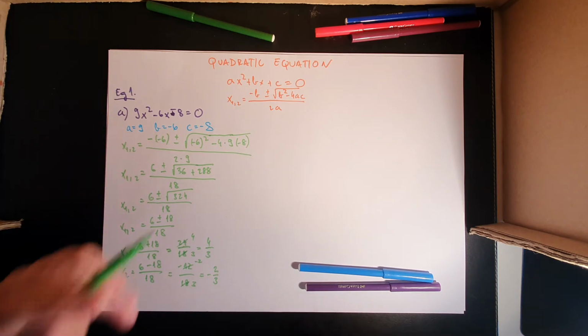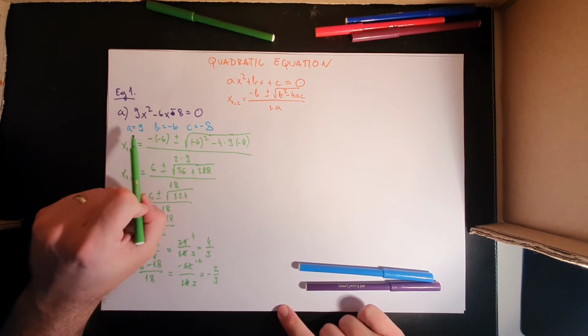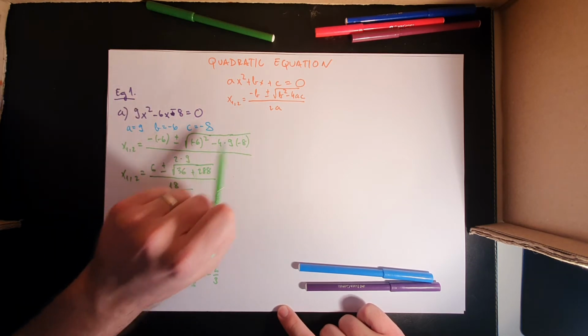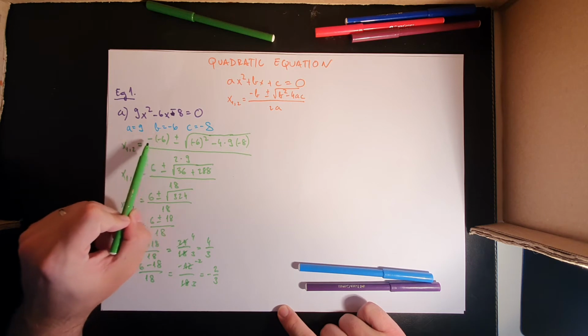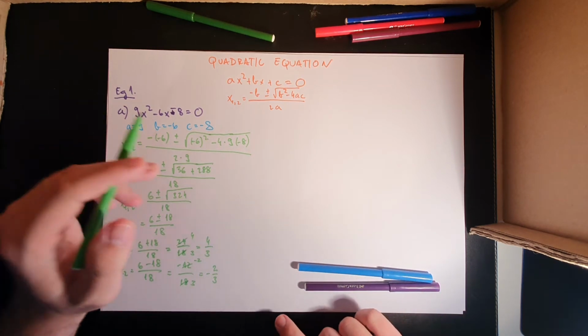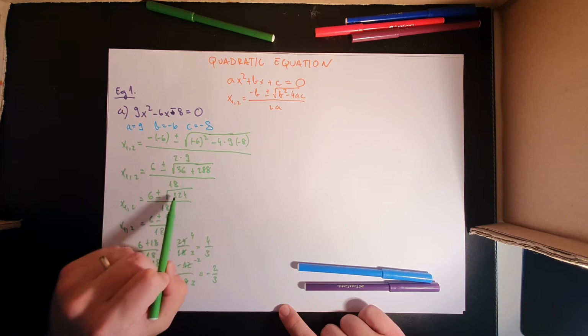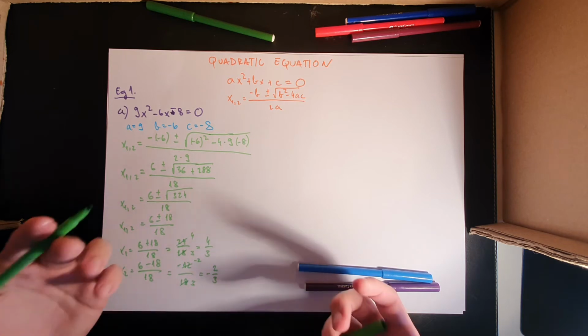So let's go through the method one more time. Determine the coefficients a, b, and c. Put them into the formula. Calculate stuff in the formula. Simplify the first part if you have minus minus. Then calculate stuff inside of the root. Then after you get the number inside of the root, root it. You can root it.